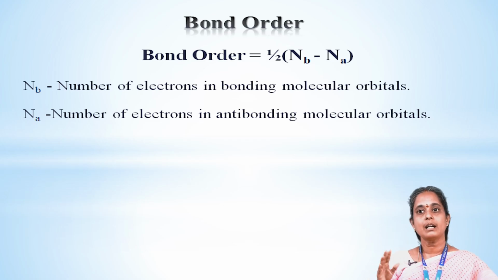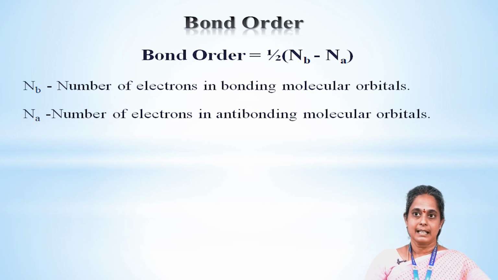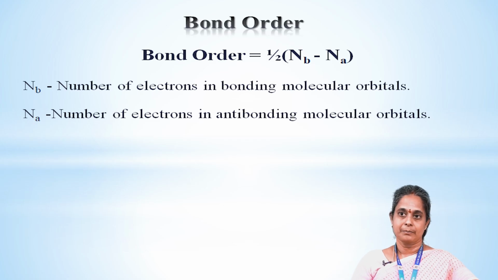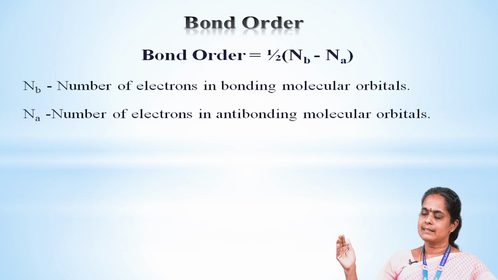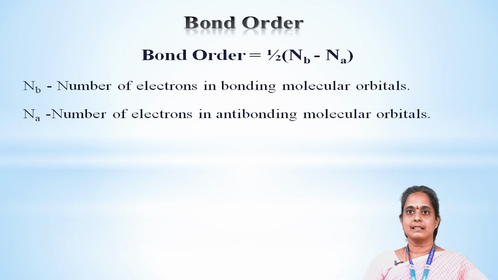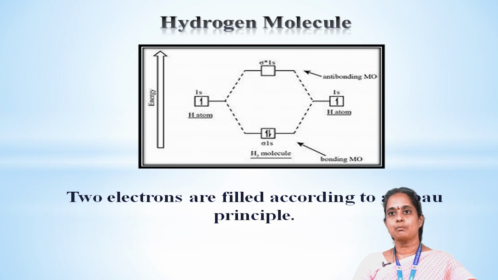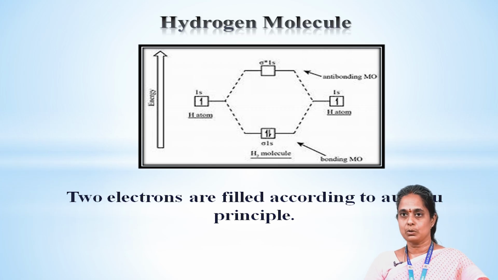When the bond order increases, stability also increases. That means the strength of the molecule also increases. Similarly, when the bond order increases, bond length decreases. Now, let us see the applications of molecular orbital theory for a few molecules. First one is the hydrogen molecule.